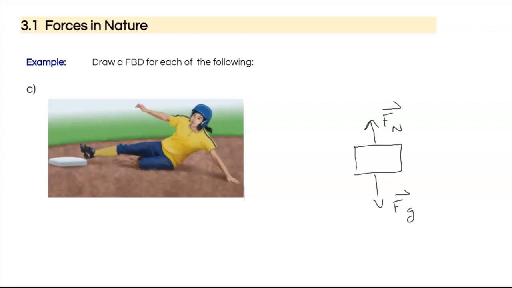But we also know that there is friction that is acting to slow this person down. Now remember, if the motion is in this direction, then friction has to be acting in the opposite direction to the motion. Hopefully you did okay with that. And if not, make sure to reach out with questions. All right, let's look at the next example.